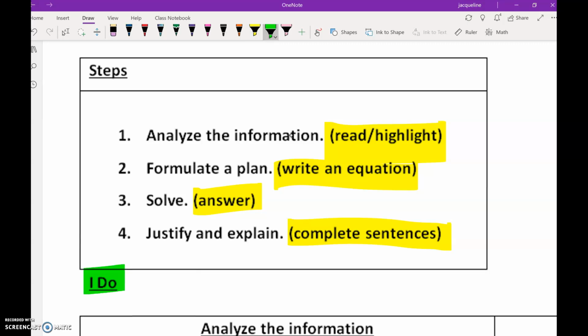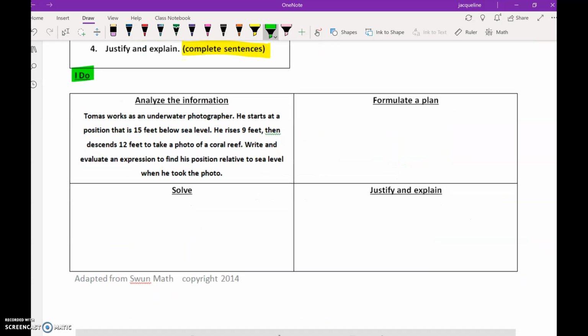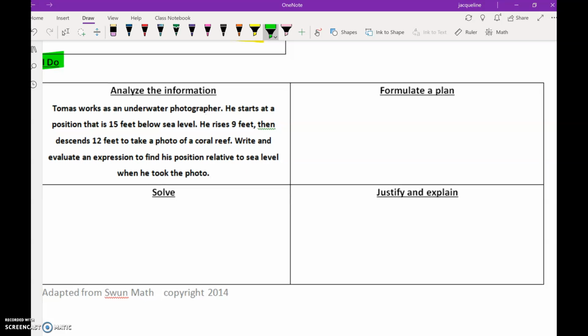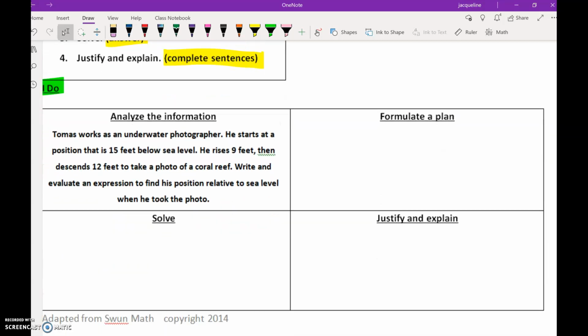Here's the I do. Everyone pencils down. All I want you to do is listen, watch as I do this word problem with you. My first step is to read and highlight, analyze the information.